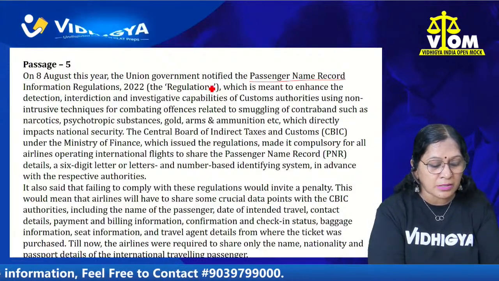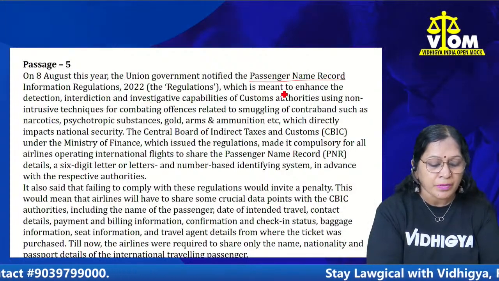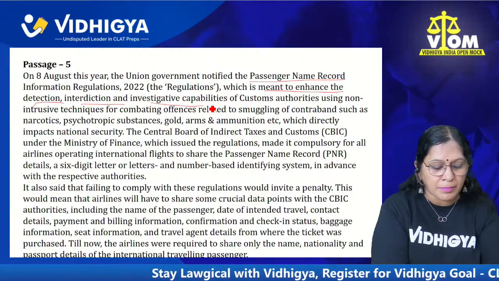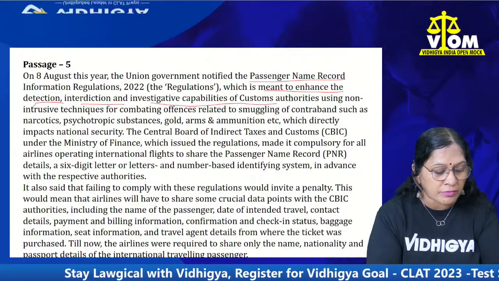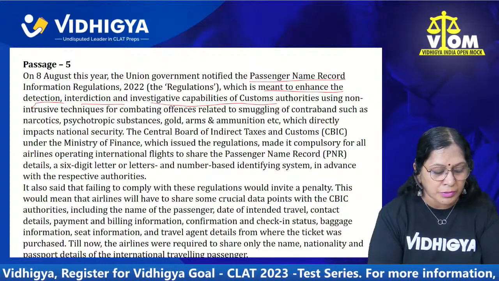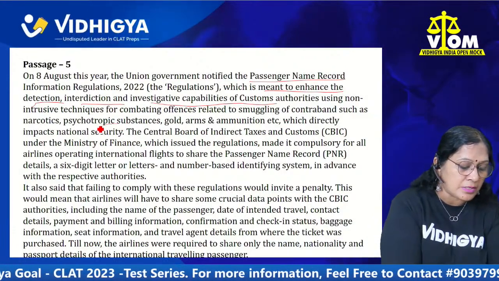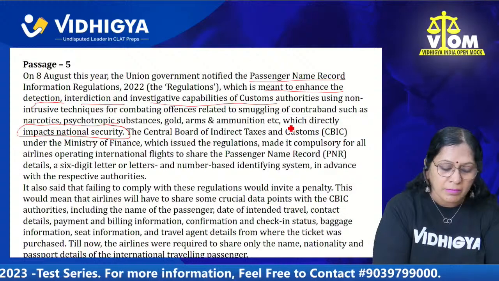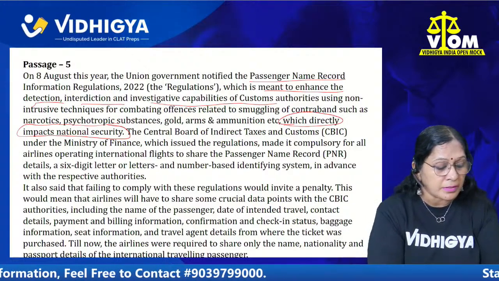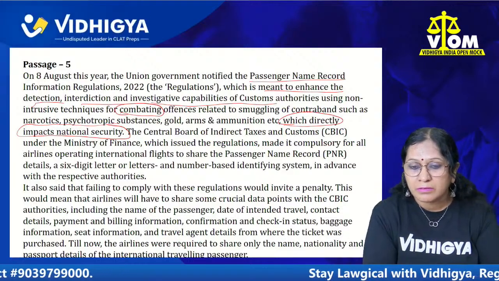On 8th August this year, the Union government notified the PNR Information Regulations 2022, the regulations, which is meant to enhance the detection, interdiction, and investigative capabilities of customs authorities using non-intrusive techniques for combating offenses relating to smuggling of contraband such as narcotics, psychotropic substances, gold, arms and ammunition, etc., which directly impacts national security. Now, it is such a lengthy sentence, but we can understand that they have come up with some regulations which is going to help them combat the offenses which are against the national security.